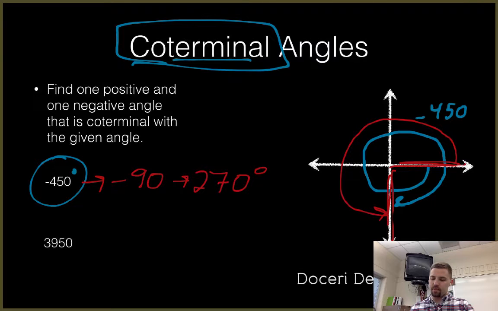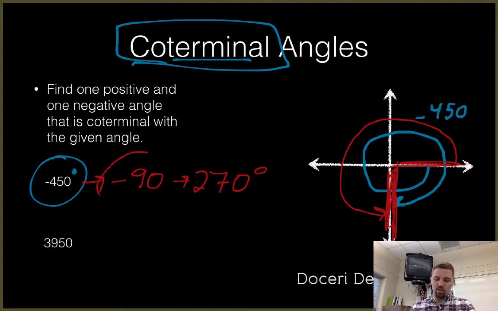So you could add, because the only rule is that you start at that positive x-axis and you end on this line here. That's the only rule. So any angle that does that is coterminal. So we could add another 360 degrees and another 360 degrees, or we could subtract 360 degrees several times.